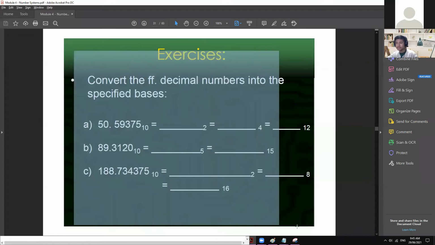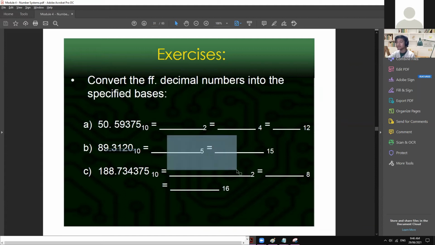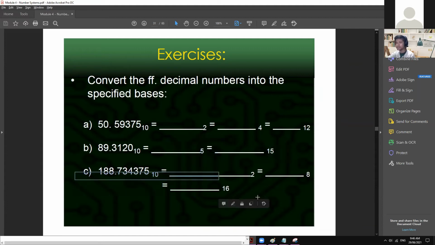More exercises that you might want to do to practice on how to convert the integer and then decimal fraction into a binary, base 4 or base 12. The same with this one, to base 5, to base 15, and so on and so forth. Again, just send me a message.